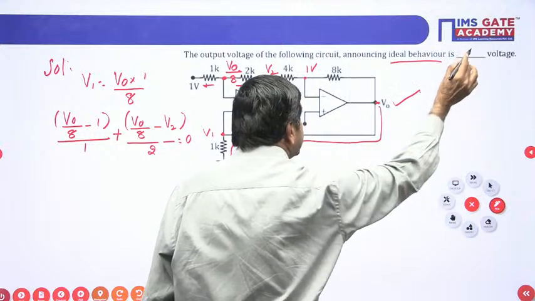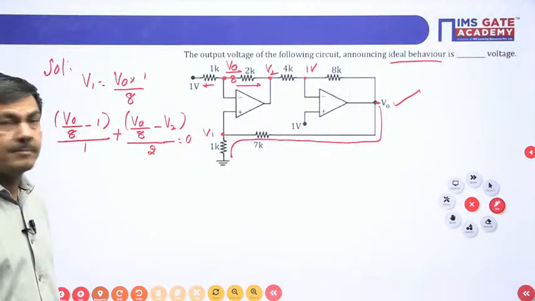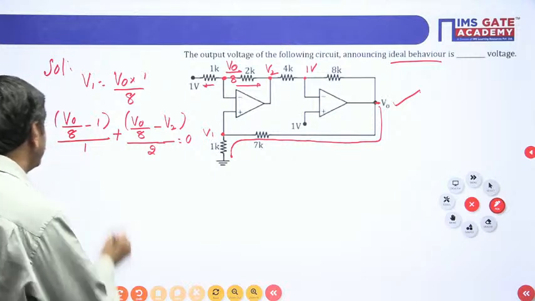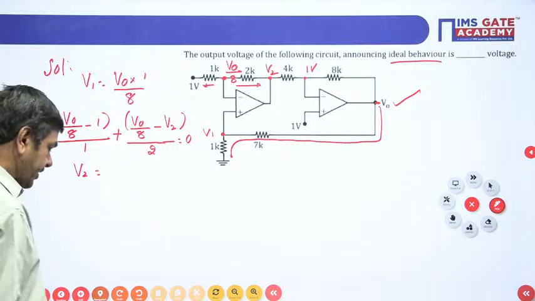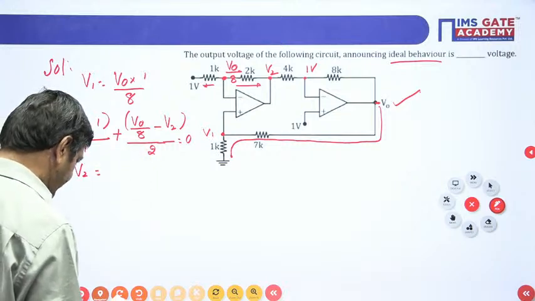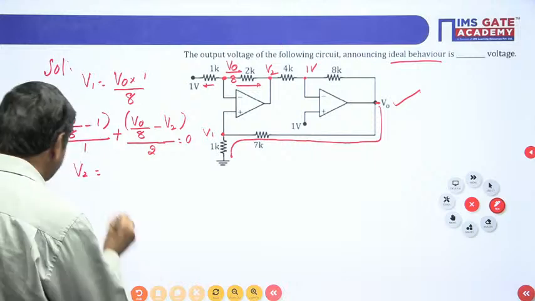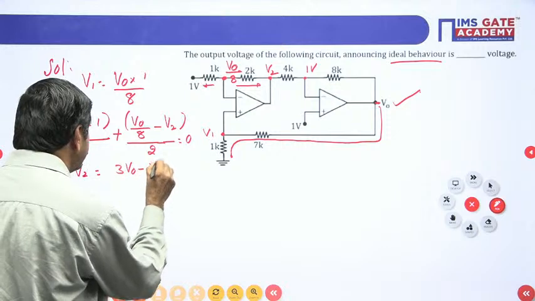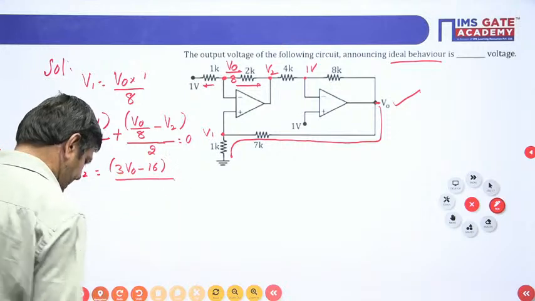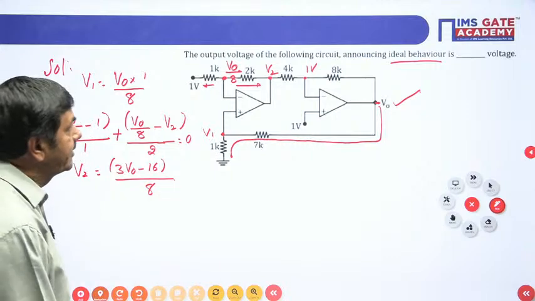And I want to get what is V2 here now. Why are we applying the nodal analysis? To find out the V2 value. You find V2 in terms of V naught. On simplification, V2 you will get like this now. 3 V naught minus 16, take LCM, you will get this. 3 V naught minus 16 by 8 you will get. That much voltage you can get.